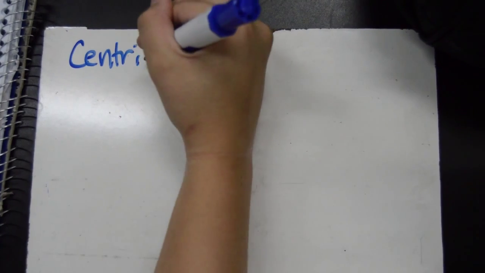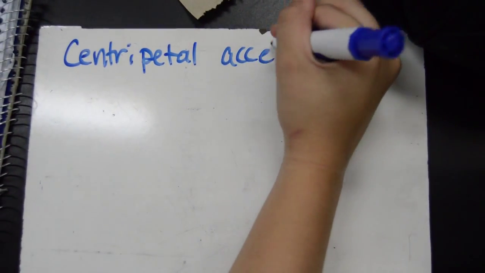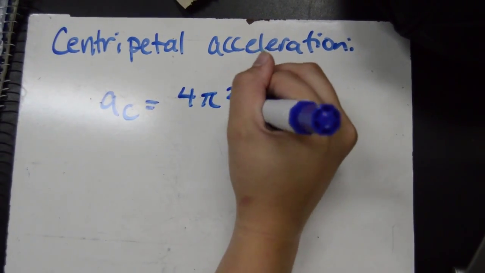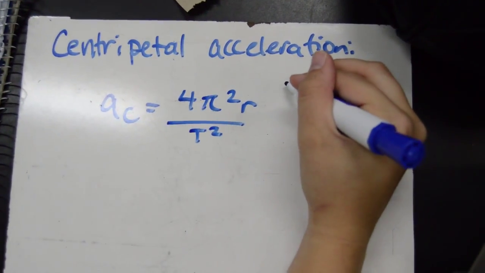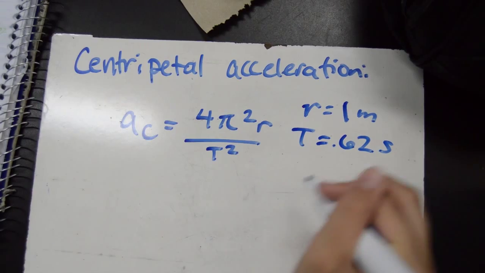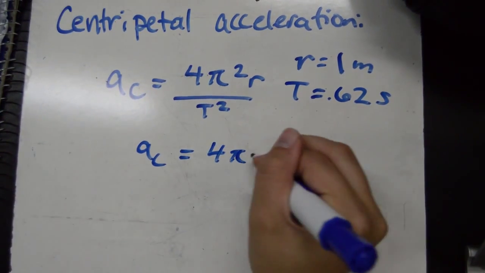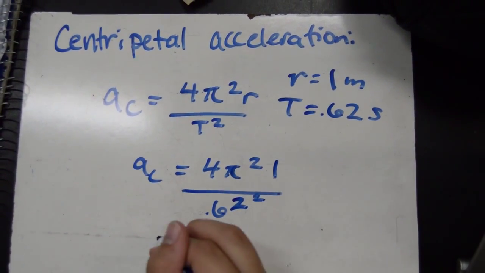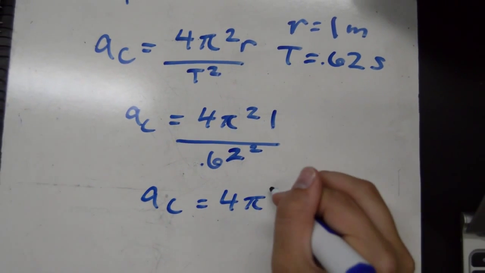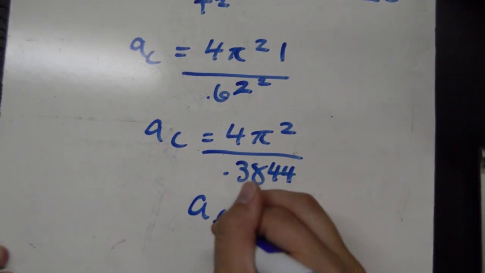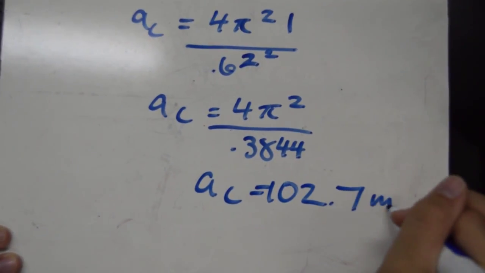To find centripetal acceleration, we use the equation a sub c equals 4 pi squared r over t squared. We know that r equals 1 meter and t equals 0.62 seconds. We plug these variables into the equation and get a sub c equals 4 pi squared times 1 over 0.62 squared. Then a sub c equals 4 pi squared over 0.3844. A sub c comes out to be 102.7 meters per second squared.